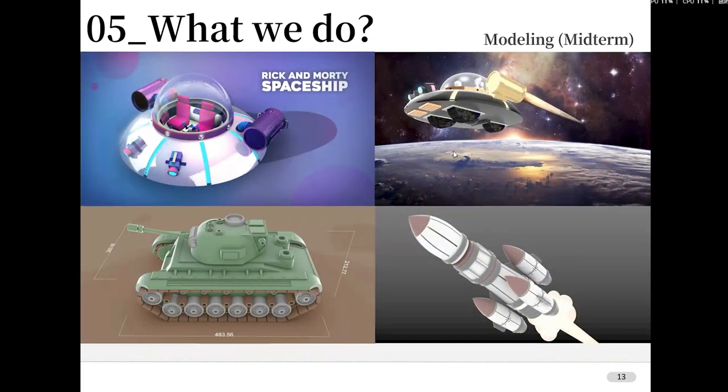So the first part will be about modeling. Inside Rhinoceros, we have three different ways of modeling. Probably Rhino is the only 3D software that provides three different ways of modeling, including NURBS modeling, polygon modeling, and also subdivision modeling. So for the first part of this semester, we will teach you how to use these three different ways of modeling to make your concept come true.